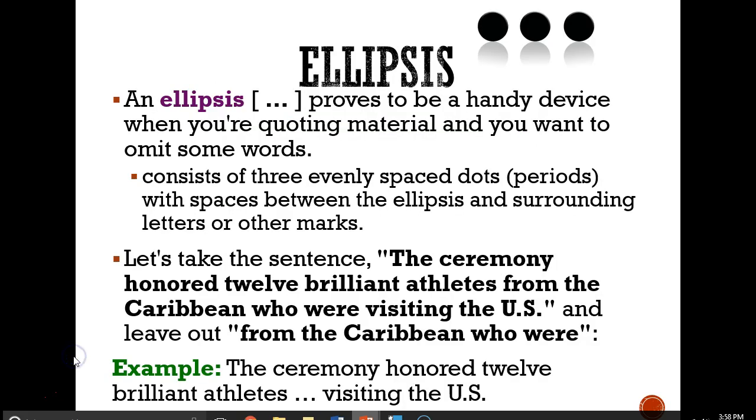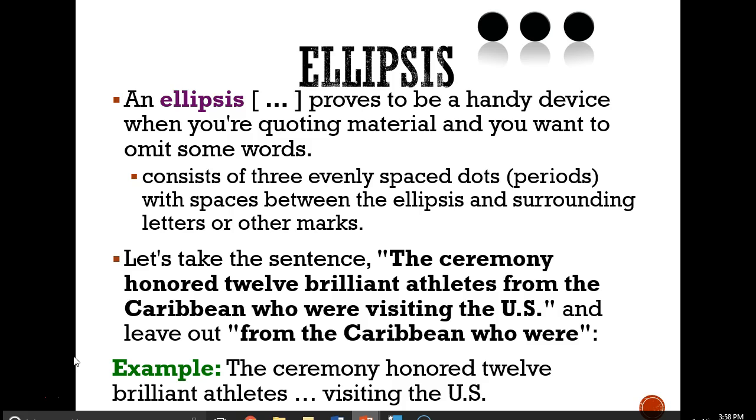Now we're going to move on to ellipses. Ellipses, which are the 3 dots, prove to be a handy device when you're quoting material and you want to omit some of the words. Sometimes if you're using textual evidence in your discussion or in a research paper, you don't need to include every single thing that an author wrote. So you would use an ellipsis to take out material that you don't need, that doesn't assist your point.